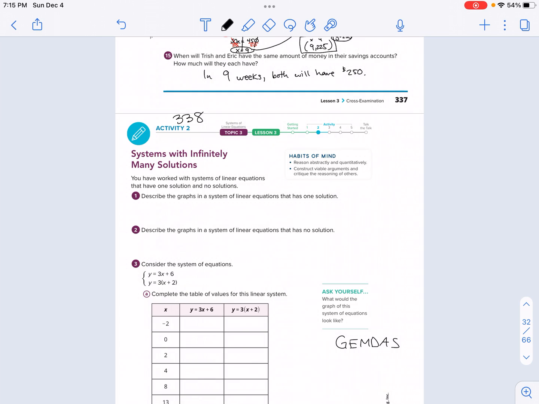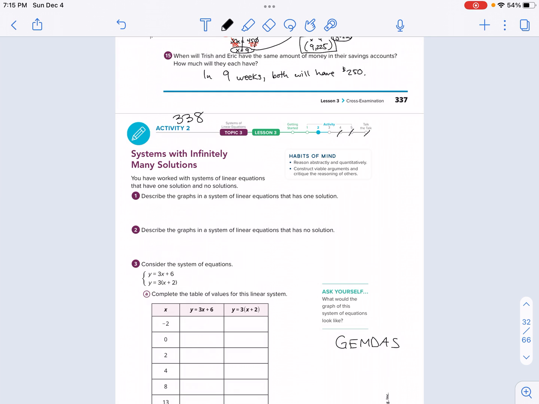Hello, we're working on Module 2, Topic 3, Lesson 3. Last time we worked on Activity 1. We're going to be focusing on Activity 2 and 3 in this video. We'll be skipping Activity 4, Activity 5, and then getting into the assignment later. And I'll talk about which problems we're doing for that.